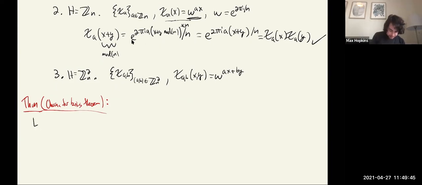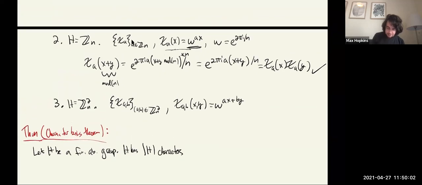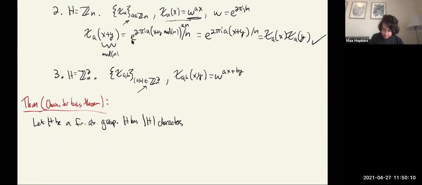And what does this say? This says, let H be a finite abelian group. First of all, H has size of H characters, exactly. So this is what we saw up here: Zn had characters indexed by Zn, and Zn squared had characters indexed by Zn squared. And we'll denote them as we did in the examples. These will be denoted as chi y, for y in the group. This is how we denoted them above.